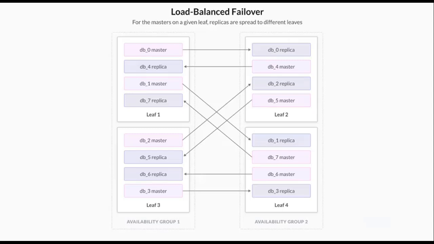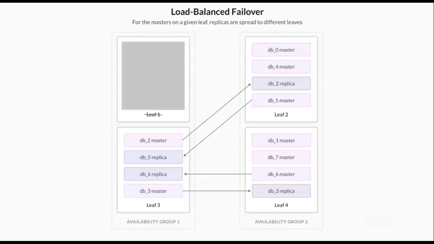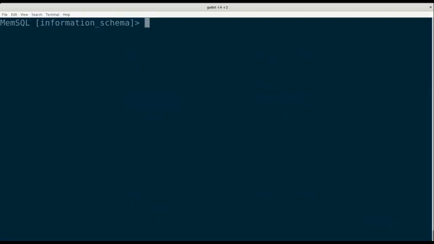DB1, however, has a master replica on leaf 1 and a secondary replica on leaf 4. Thus, if leaf 1 were to fail, DB0 and DB1 secondary replicas would have to be promoted, and what we get is that each of leaf 2 and 4 have a 50% increase in workload instead of a 100% increase in workload. And we can also demo how this works in a real cluster.